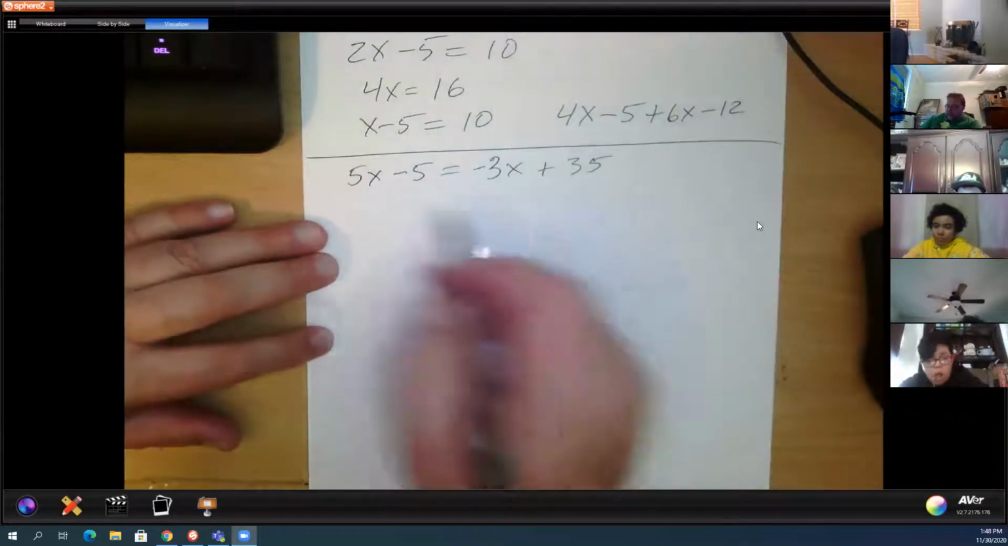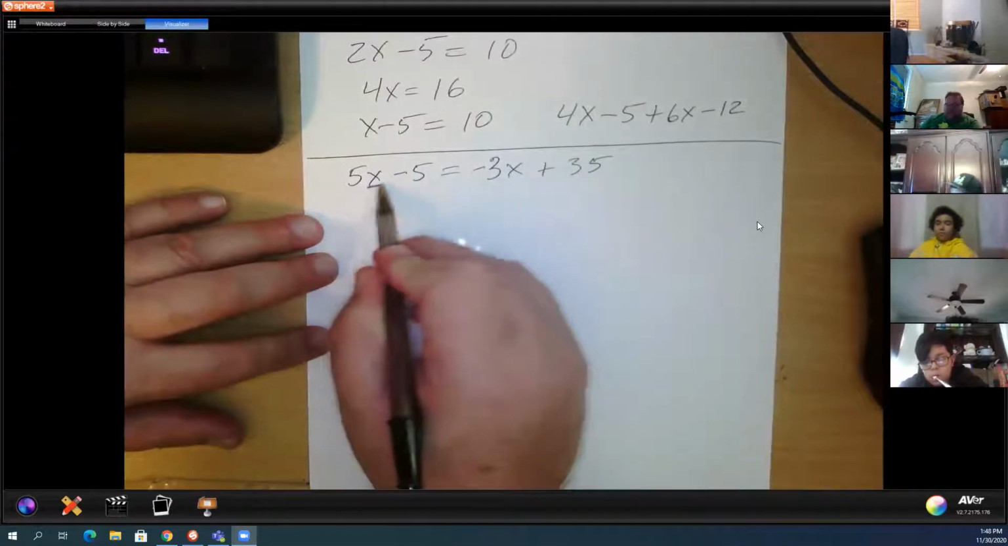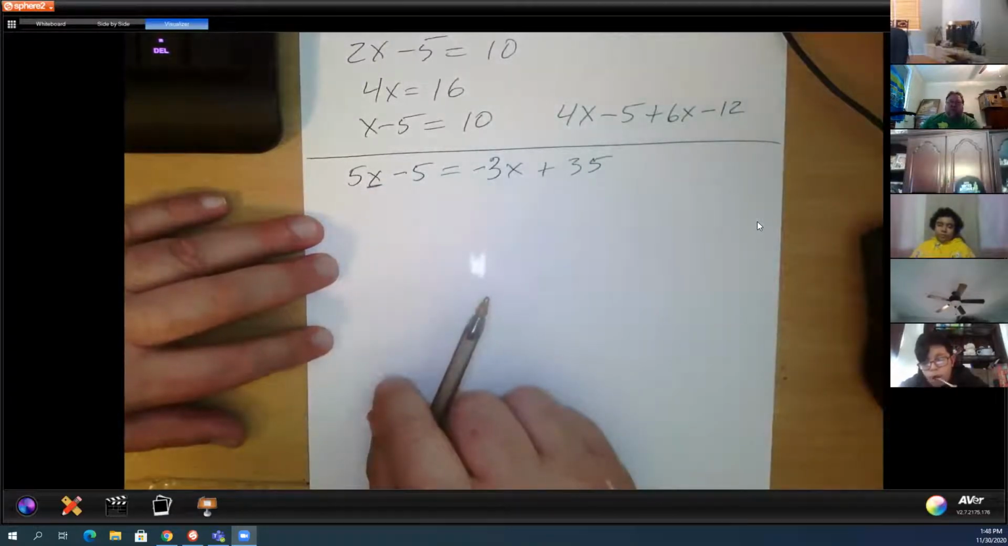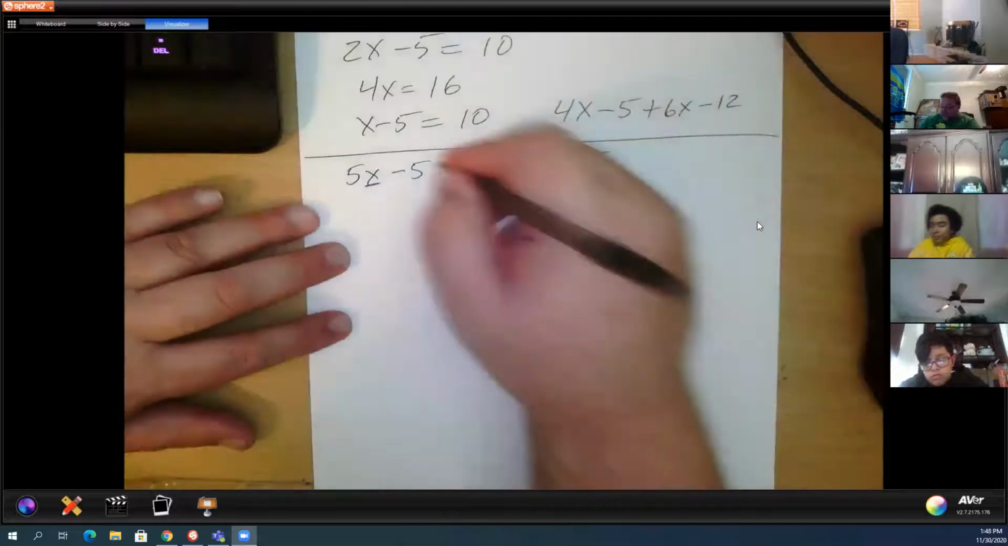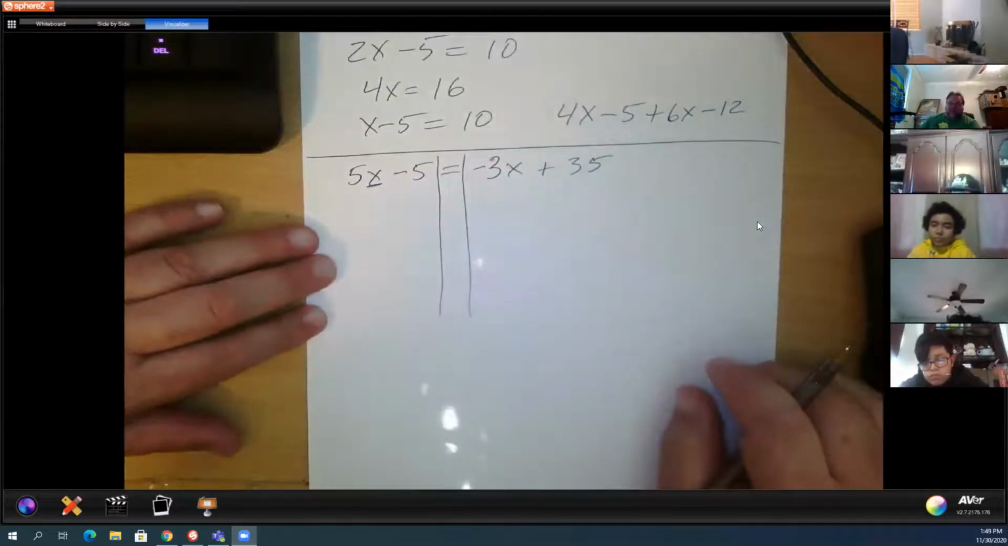So remember that what we're going to be doing here is we're trying to solve for the value of x. We want to know what x equals. Now, since we actually have an equal sign, we know that we can actually come up with a solution.